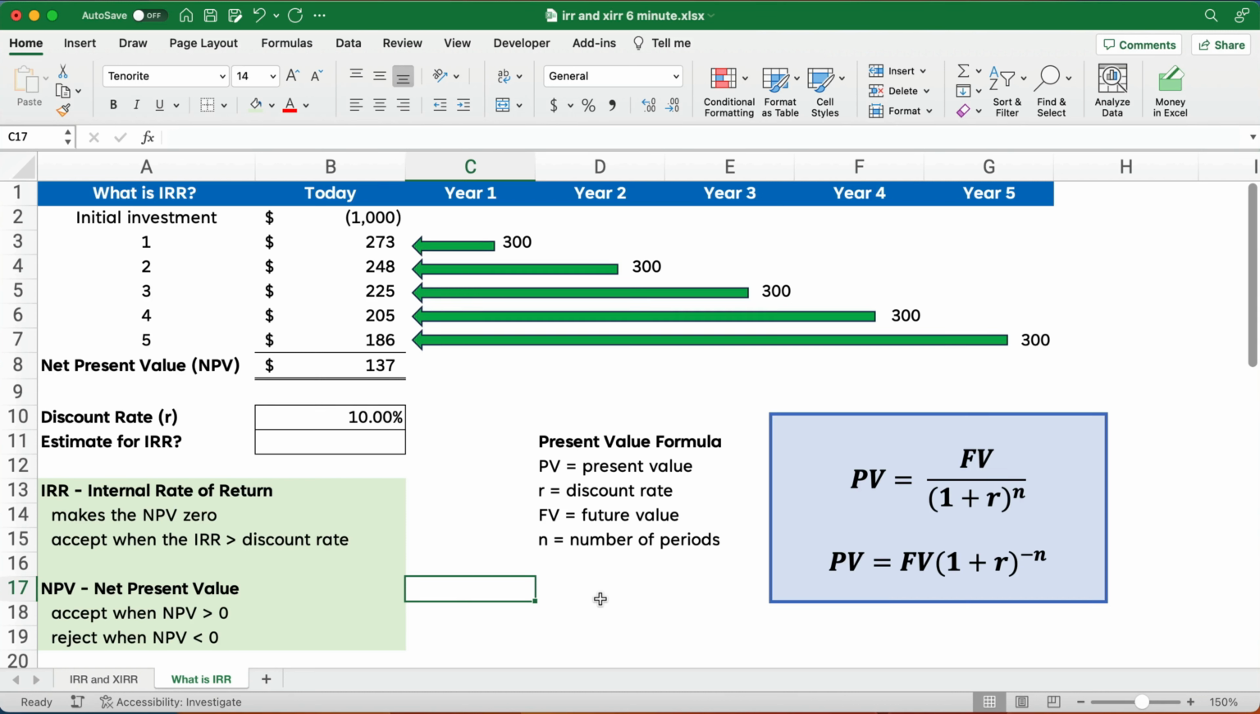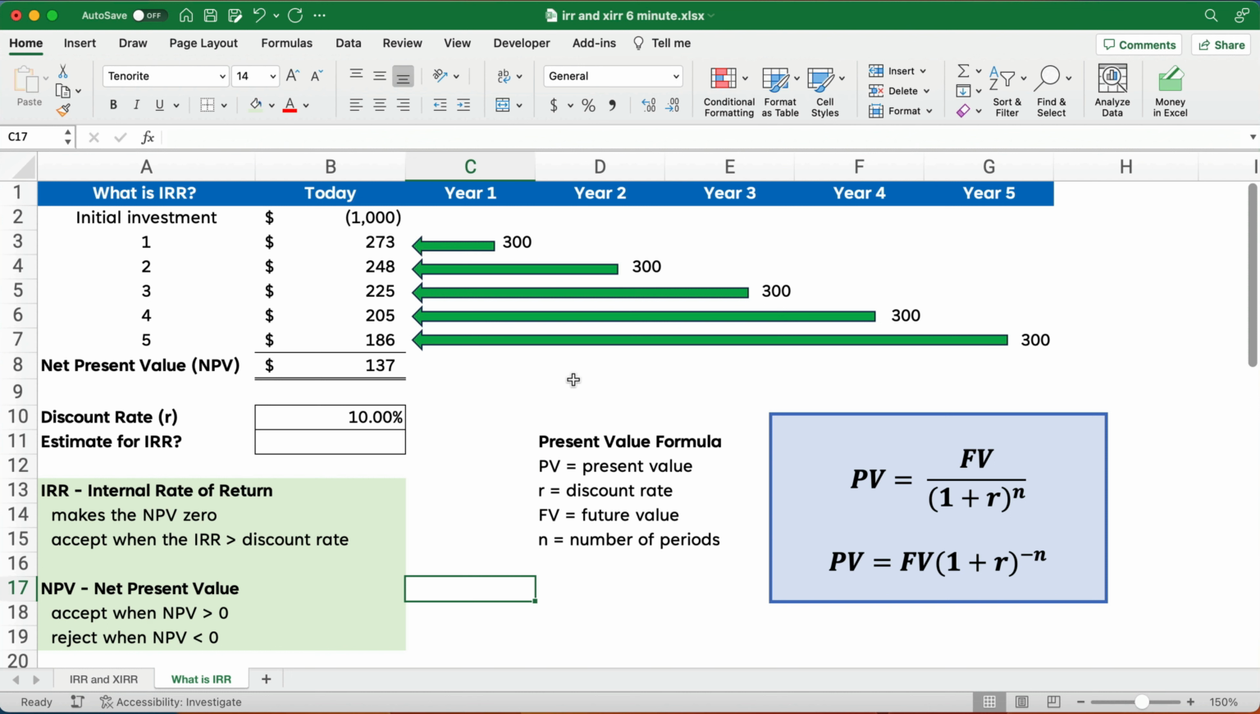Hello and welcome. Today we're asking the question, what is IRR, or internal rate of return? I've set up a little problem here where let's say we're going to pay $1,000 as an investment and we are planning to get back $300 at the end of the next 5 years. So what is our rate of return, or IRR?